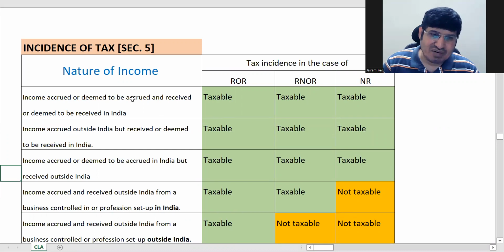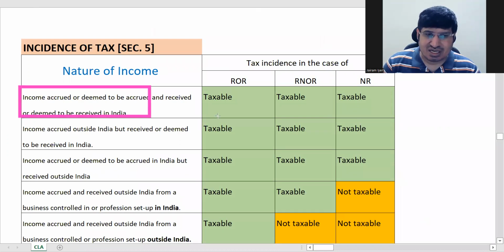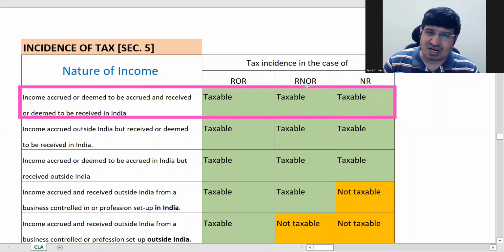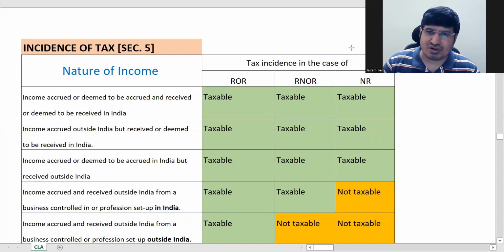Income accrued or deemed to be accrued, or received and deemed to be received. This is what we are talking about here. Salary accrued or received in India is taxable for all three: ROR, RNOR, and NR. That is the sentence there. This is what we're talking about.